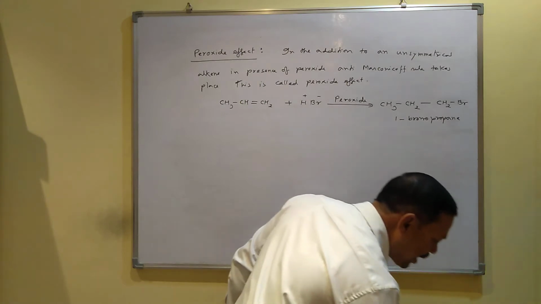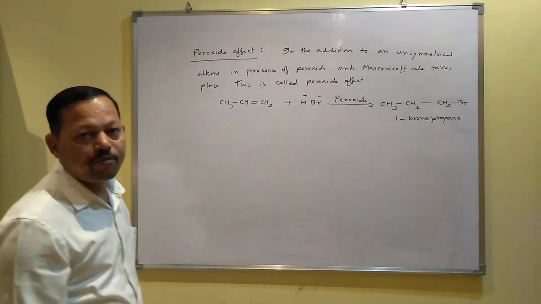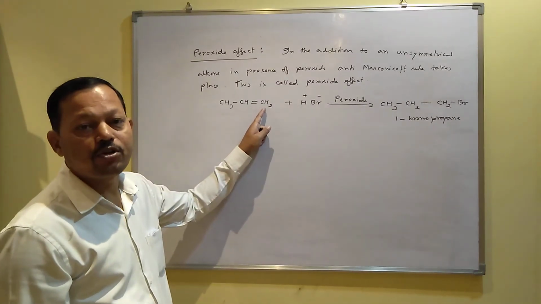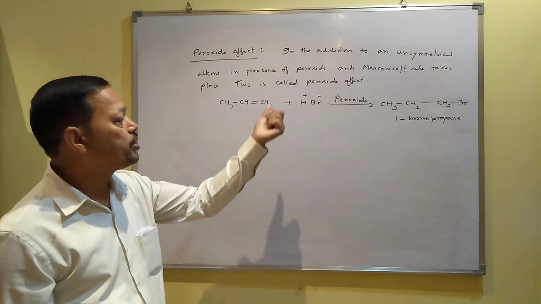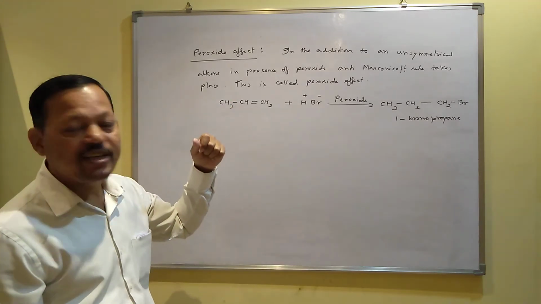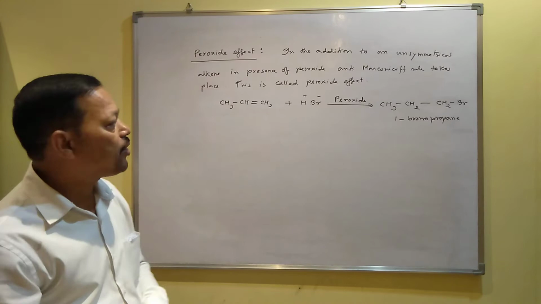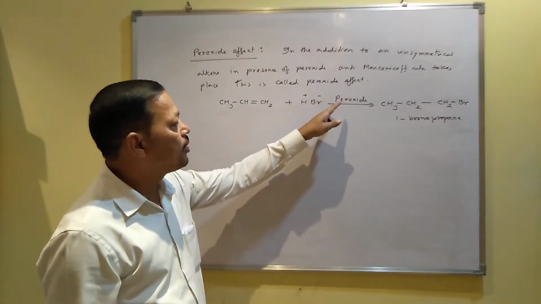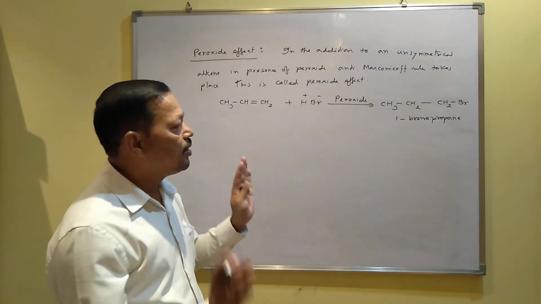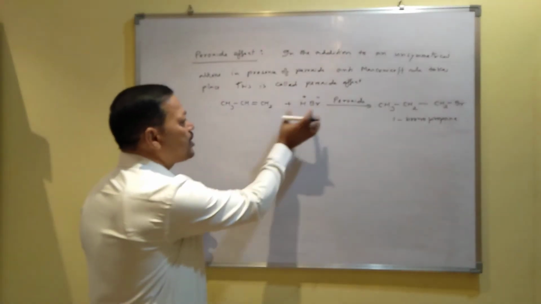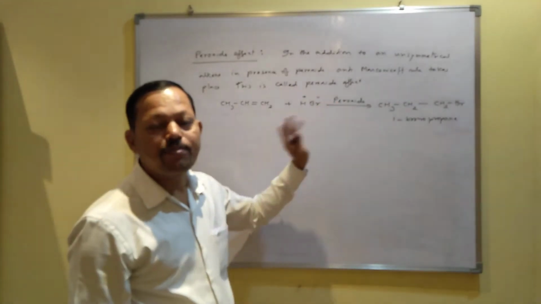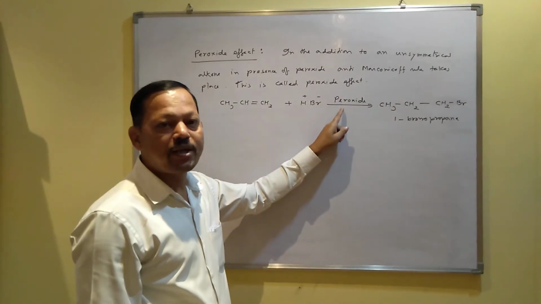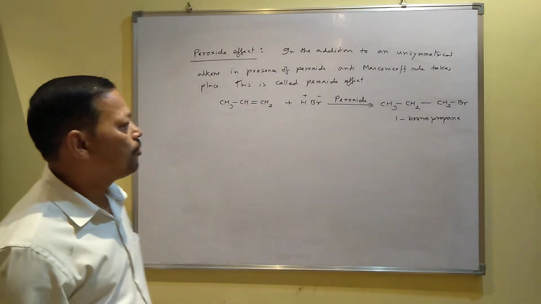In the addition to an unsymmetrical alkene in presence of peroxide, the negative is added to that double bonded carbon atom which contains more number of hydrogen, which is opposite to the Markovnikov rule. That's why it is called the Anti-Markovnikov rule, and it is also called the peroxide effect. Now, why does the Markovnikov rule become opposite in presence of peroxide? See, in the exam, if you get this reaction, you see whether peroxide is present or not. If peroxide is absent, you apply Markovnikov, and if peroxide is present, then you apply the Anti-Markovnikov rule.